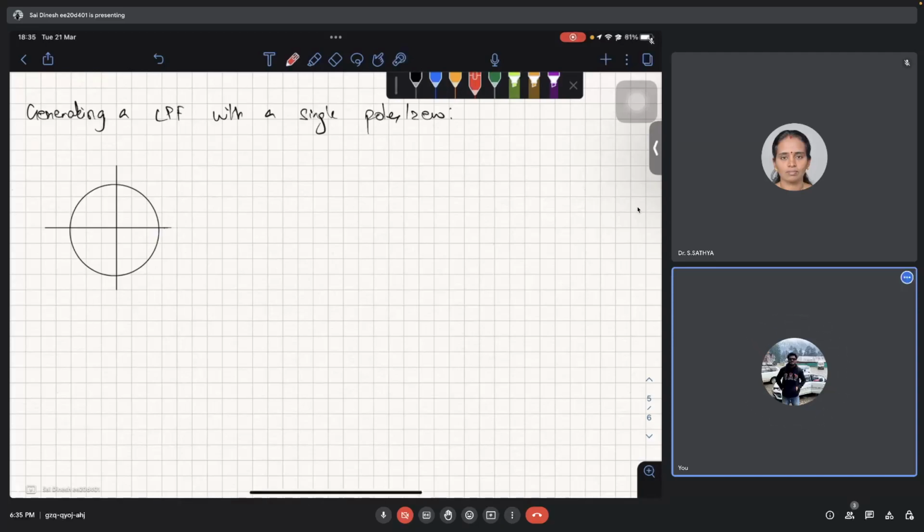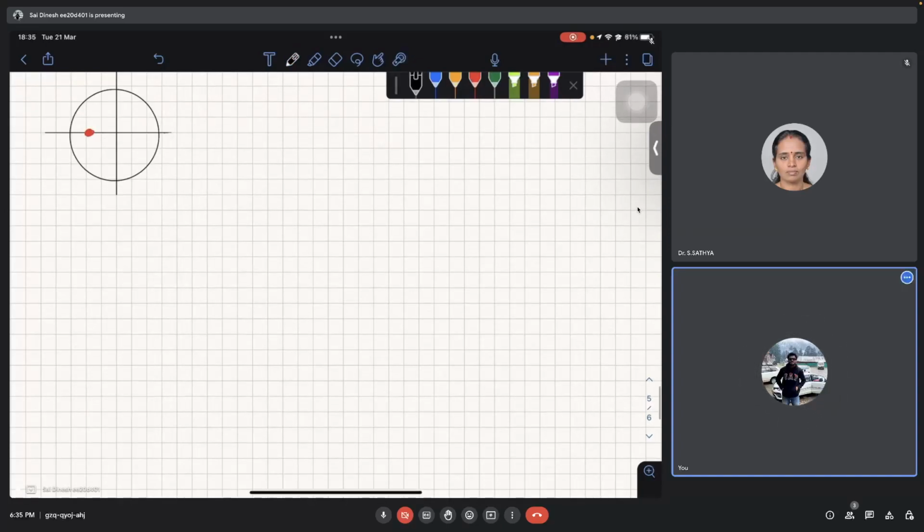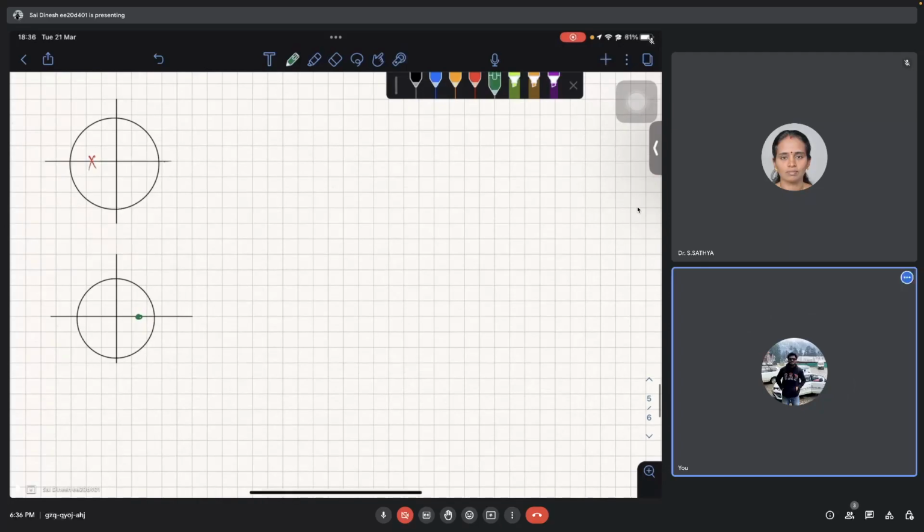Right, this, and then okay, this is the pole, right? So a pole, and then we have one more, a zero here. Sorry, I did the reverse.